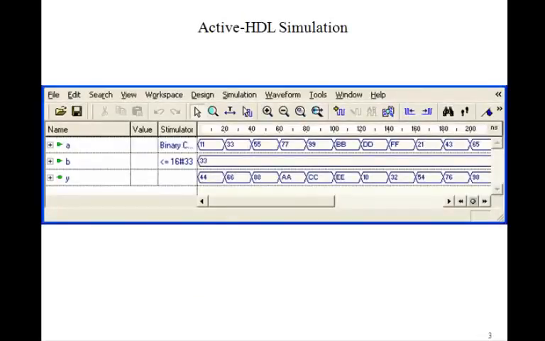Well, let's do a simulation to see if this works. Here's the 8-bit one. So A is 8 bits. These are hex values. And we're adding it to hex 33. And Y is 11 plus 33 is 44. 33 plus 33 is 66. And so forth. 77 plus 33 is AA. So that's the easy way to make an adder.